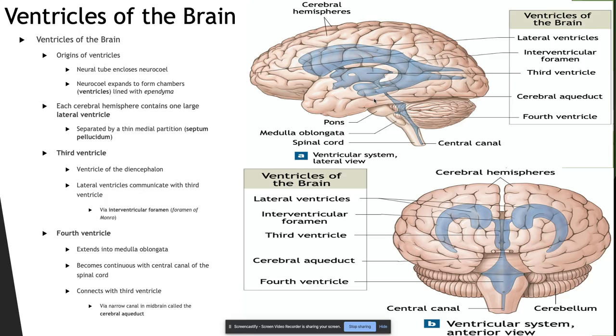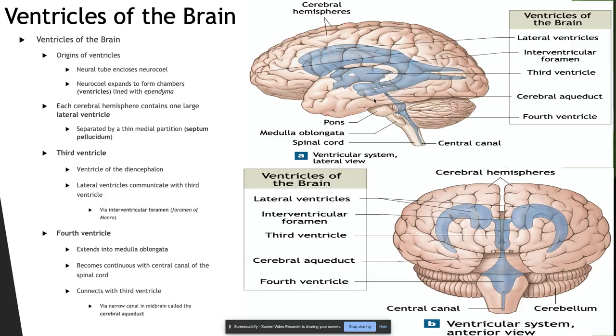So during development, the neurocoel within the cerebral hemispheres, the diencephalon, the metencephalon, and the medulla oblongata expands to form chambers called ventricles, and cells of the ependyma line the ventricles. Each of the cerebral hemispheres contains a large lateral ventricle. The septum pellucidum, which is a thin medial portion, separates the two lateral ventricles. Because there are two lateral ventricles, the ventricle in the diencephalon is called the third ventricle.